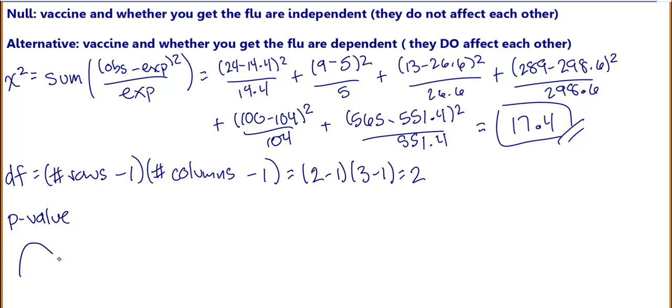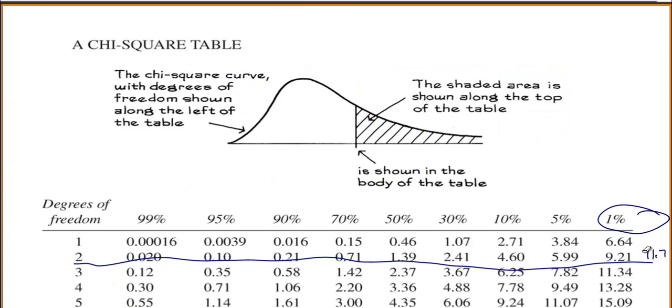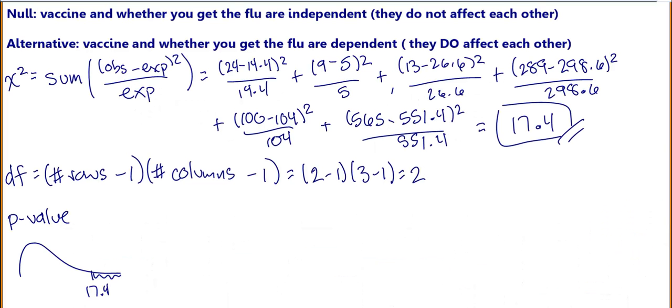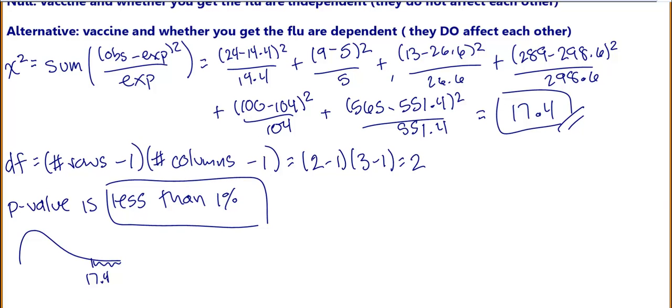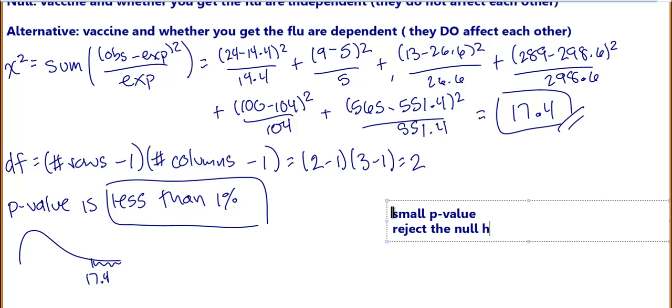So my p-value, here's my 17.4. We want the area to the right, and we have 2 degrees of freedom. So once again, 2 degrees of freedom. We're looking now for 17.4. It's still going to be off here, less than 1%. So the p-value is less than 1%. So this would be a small p-value, and so we would reject the null hypothesis.